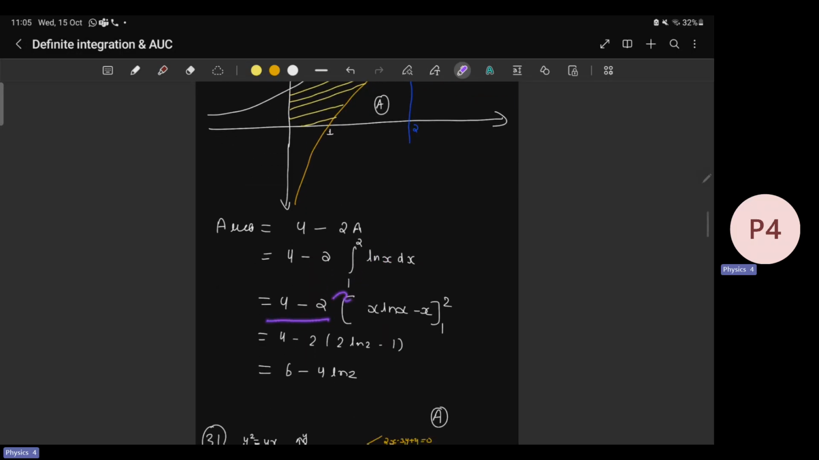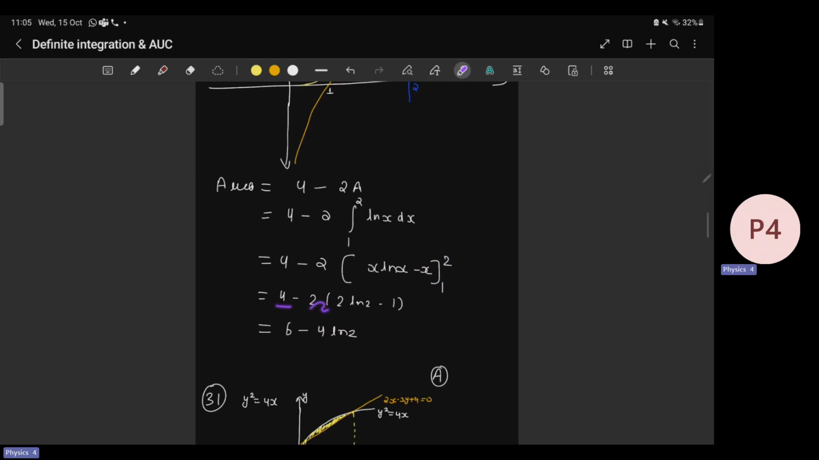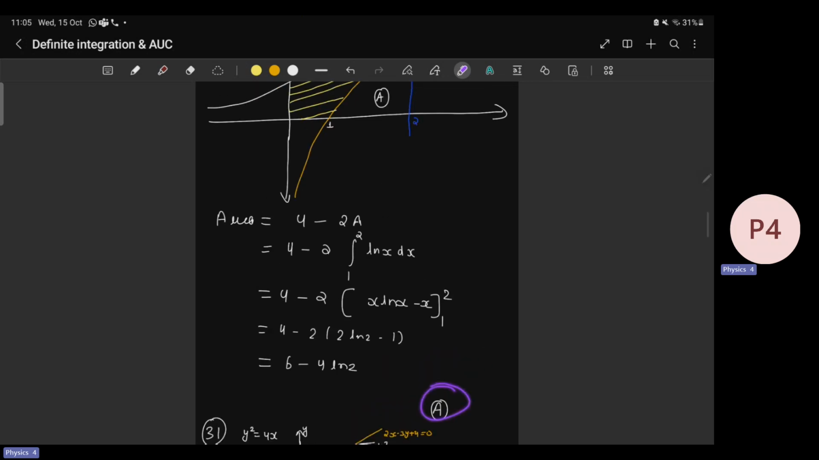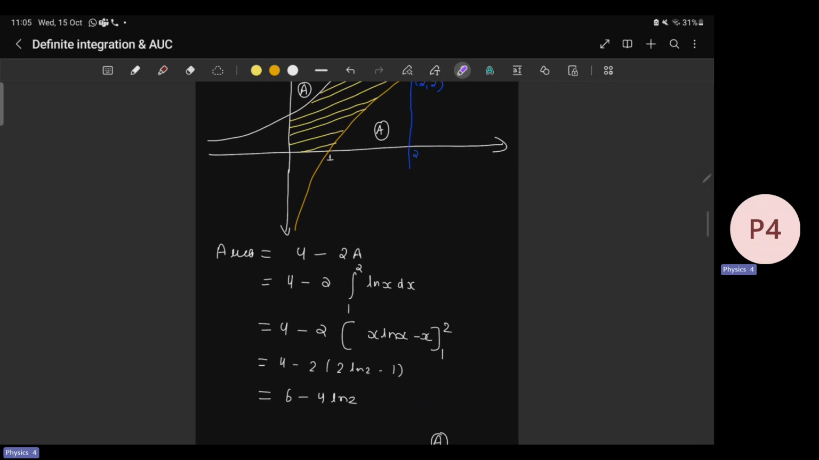We all know the integration of ln x dx by integration by parts. This is a very famous integration: x ln x minus x. Put the limits from 1 to 2. Now 4 minus 2 times (2 ln 2 minus 1). So this is 6 minus 4 ln 2. I think option A is the correct answer.